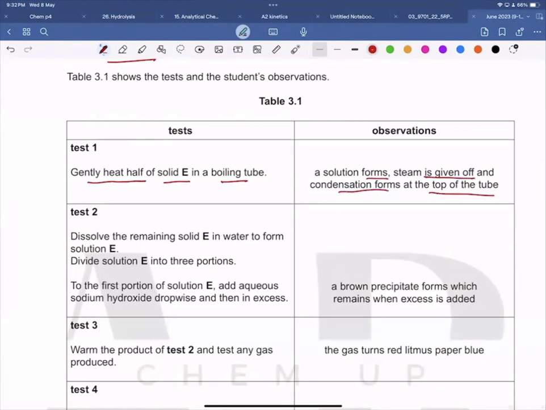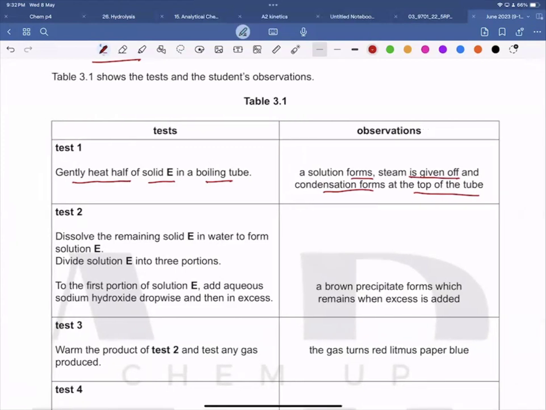So see, this is very important. Steam is given off. It means water has been released, right? So if the water has been released, it means that E is hydrated. It has water of crystallization in it, and that's what has escaped and then condensed on the top of the tube. Is this understandable? So whatever the formula of E is, after that formula it contains X moles of H2O that we don't know right now.